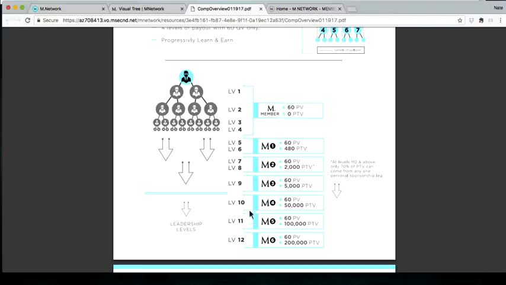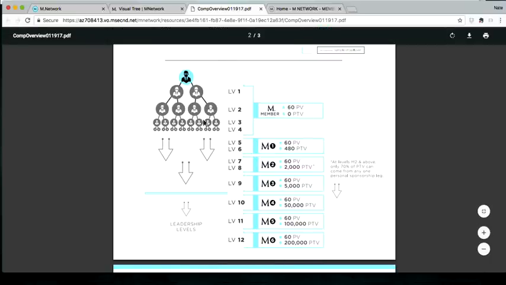M4, we said, is 50,000 in PTV. M5 is 100,000 in PTV, and M6 is 200,000 in PTV. And just to give you an idea of what that means monetarily, at an M6, if you had a full 12 levels filled out all the way through, and everybody was ordering on average 60 in volume, it would be about $25,000 in payout for a single position at the M6 level.